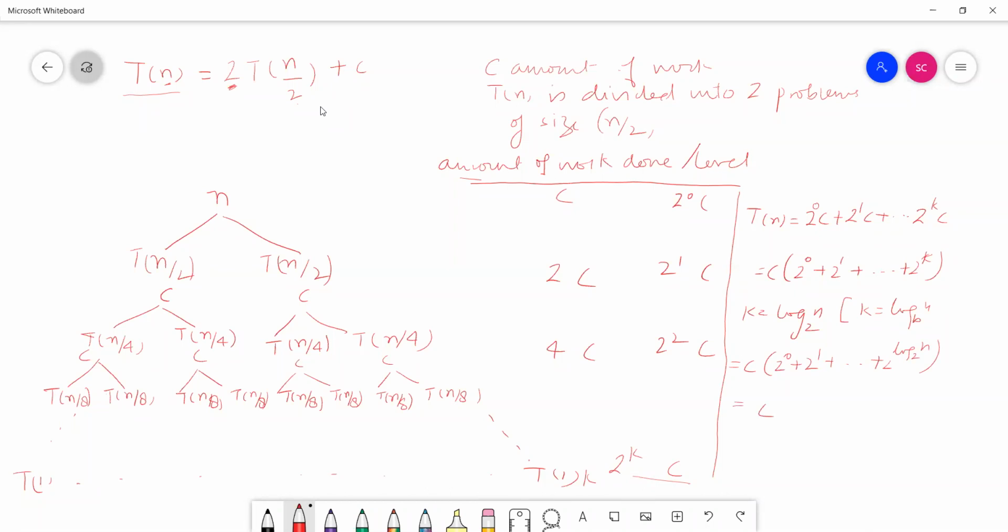So c times (2 to power log n base 2, minus 1) upon (2 minus 1). So if you calculate it, what will you get? n minus 1. Therefore, time complexity is order of n. Is this clear?